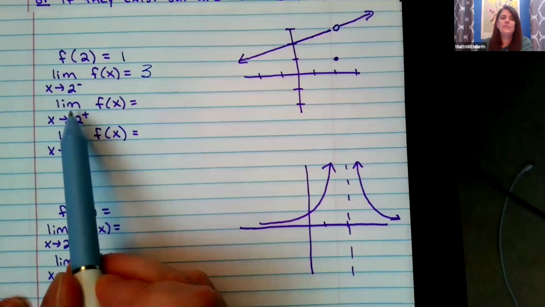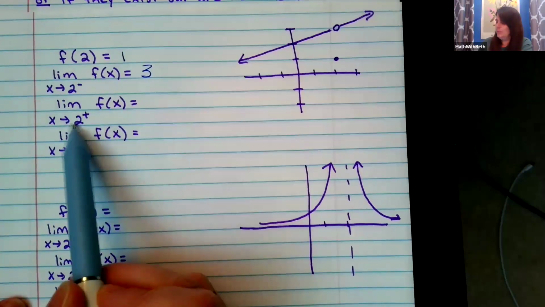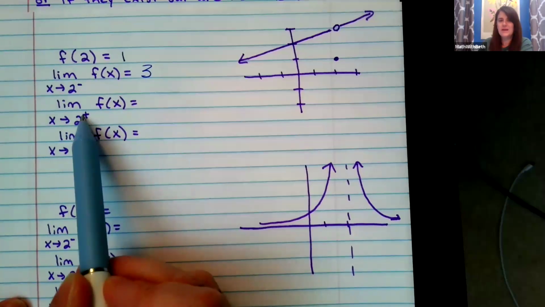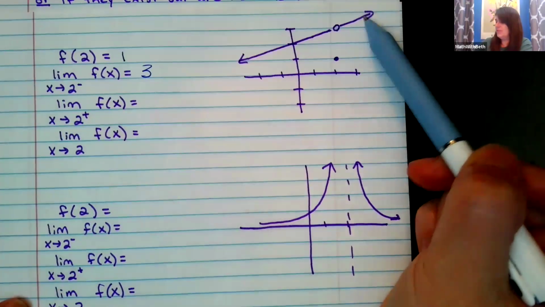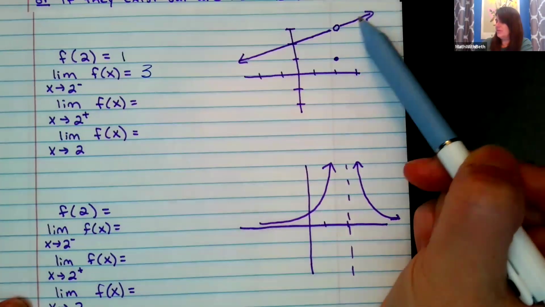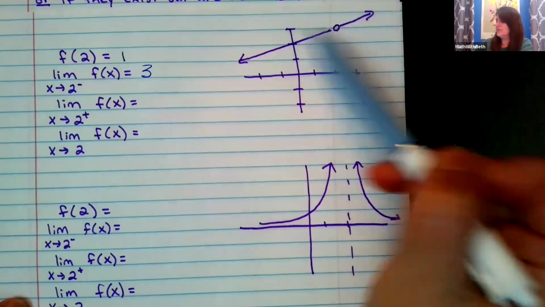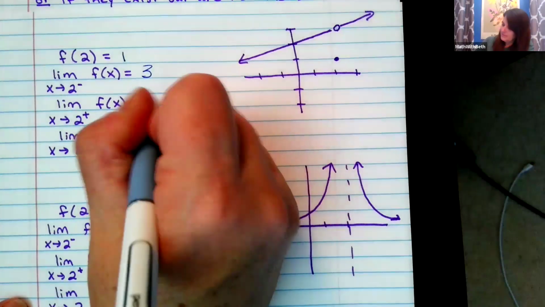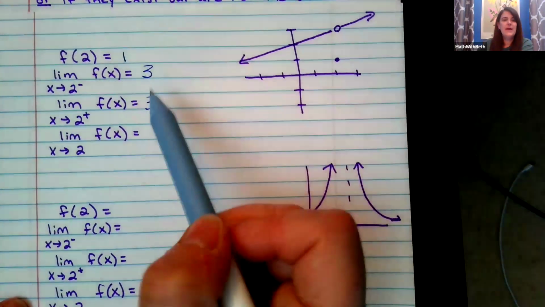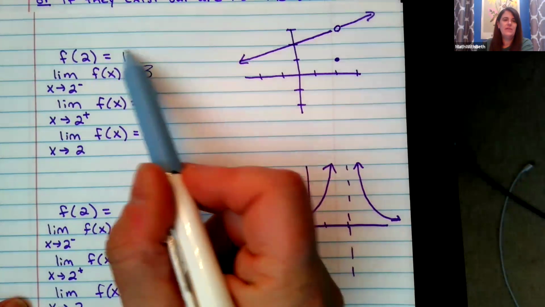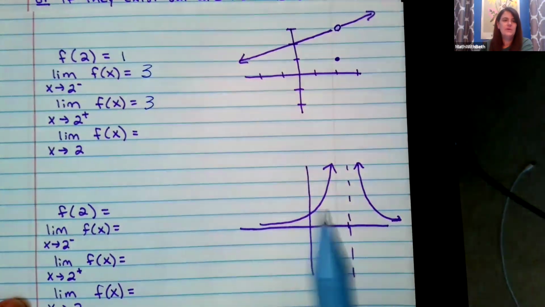This is saying, what is the limit as x approaches 2, but this time coming from the right side. So if we're coming from the right on the graph, it is still approaching that same open circle at 3. So it doesn't matter that these are different than the actual value at 2.